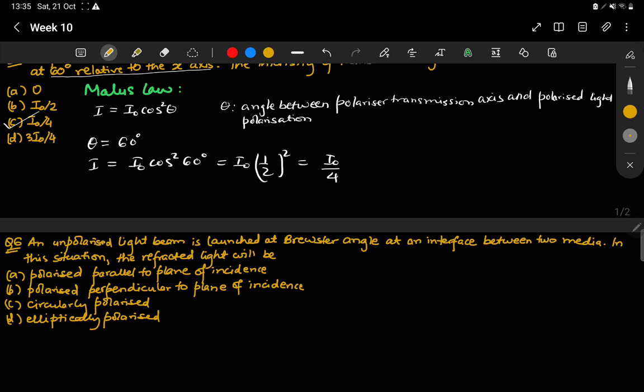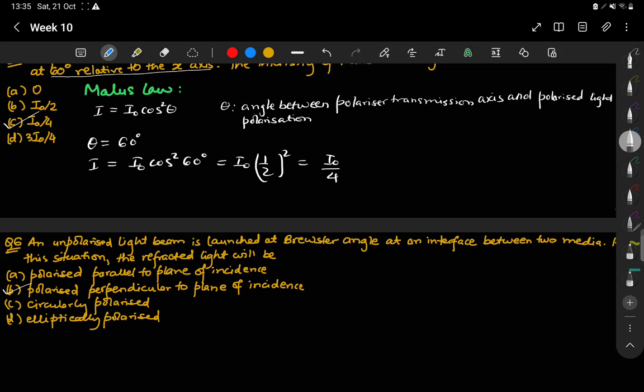Okay, so let us discuss the answer. The correct option is option B, polarized perpendicular to plane of incidence. Sorry.